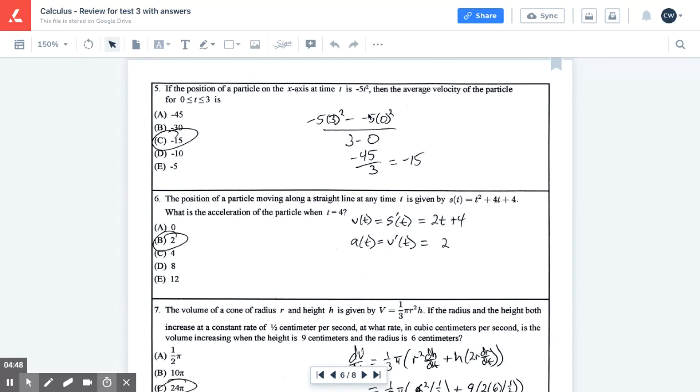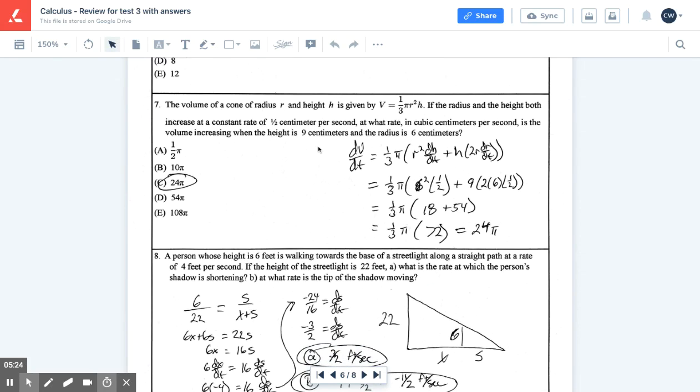Number 6, the position of a particle moves along the straight line at any time t is given by s of t equals t squared minus 4t plus 4. So that's the position function. What is the acceleration of the particle at t equals 4? So acceleration is going to be the second derivative of position. So my first derivative gives me a velocity, so that's 2t minus 4. My second derivative gives me acceleration, and in that case, it's 2. Usually, most of the time, we have something to plug into. I would usually plug my 4 in, but in this case, I don't have anything to plug 4 into. So that means my acceleration is always 2. And that's why my answer is 2.